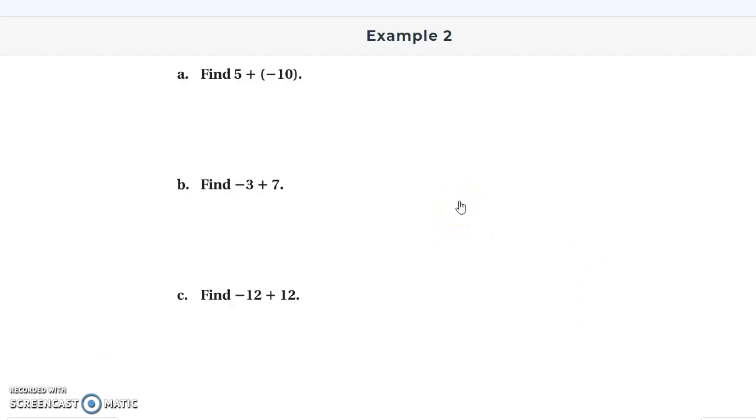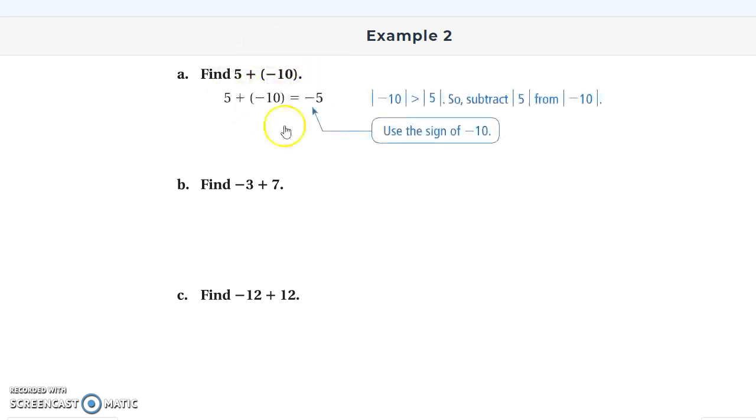We're going to now have integers with different signs. And remember, we subtract the lesser absolute value from the greater absolute value and use the sign of the integer with the greater absolute value. So I have a 5 and an absolute value of 10. I'm going to subtract the 5 from the 10, which leaves me 5. Then I'm going to apply the sign from the greater absolute value number, negative 5. If I were at 5 on the number line and I went back 10, I would end up at negative 5. Okay?